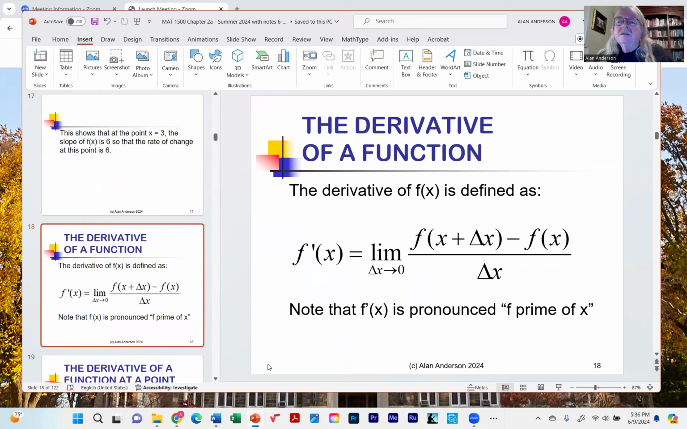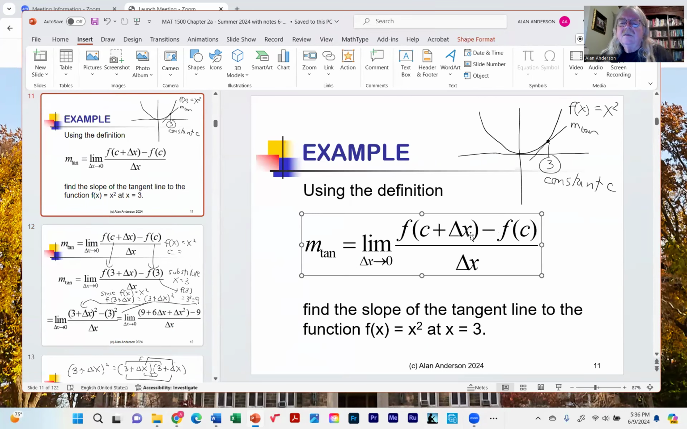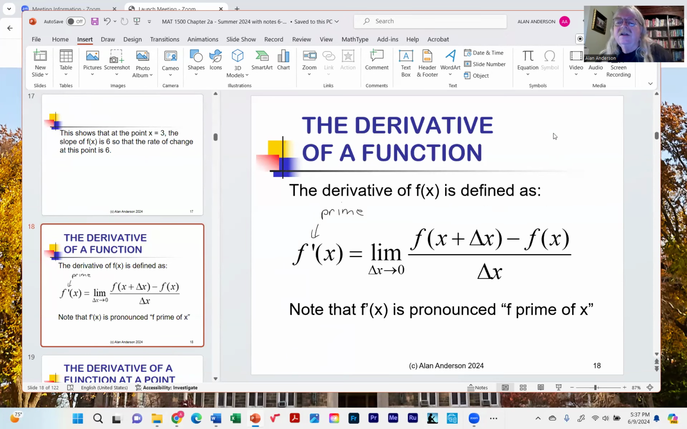And if you notice, this is the notation. Now, as is so often the case in math, there's many different equivalent notations for the same thing. This is one of the more common ways of expressing a derivative. It's written as f prime of x. That's supposed to be prime, and it's pronounced f prime of x. And if you notice, it looks a lot like what we were just doing, except that, well, you can see it's very similar, except that we're now writing it as f of x plus delta x minus f of x over delta x.